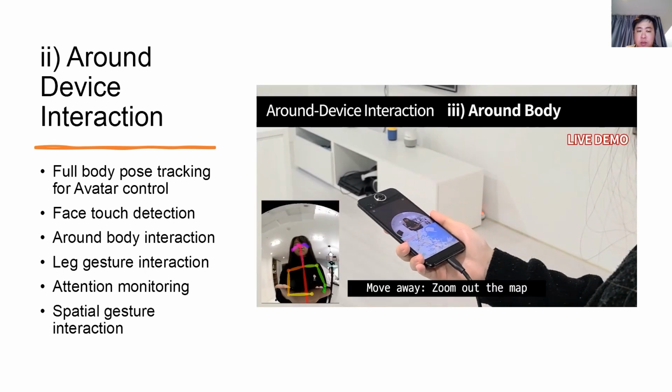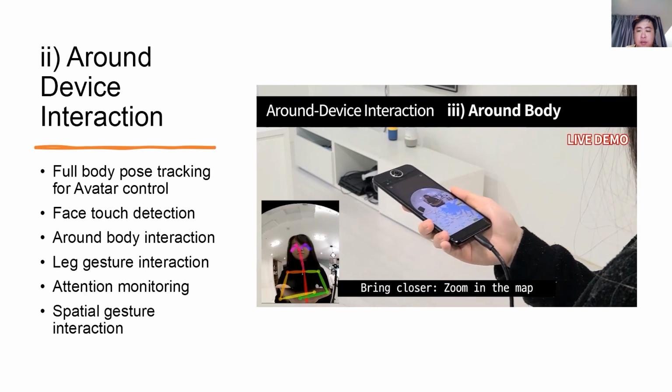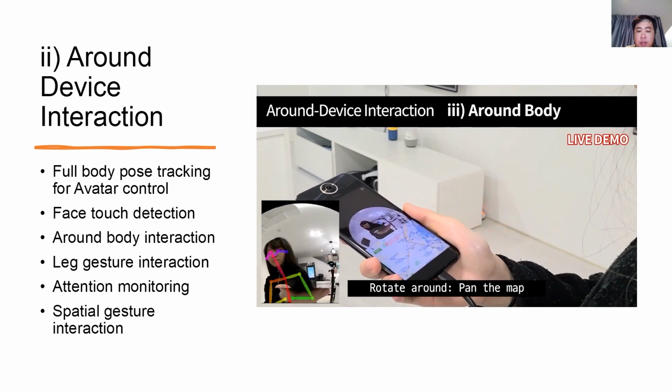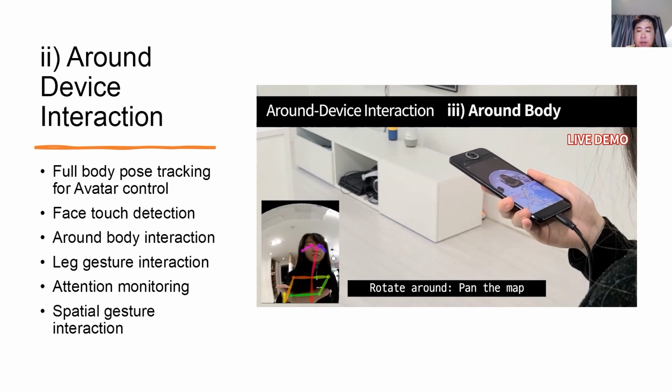Next is around body interaction. By moving the phone near or far from the user, it can zoom in or zoom out of the map. By rotating the phone around the body, it can pan the map.